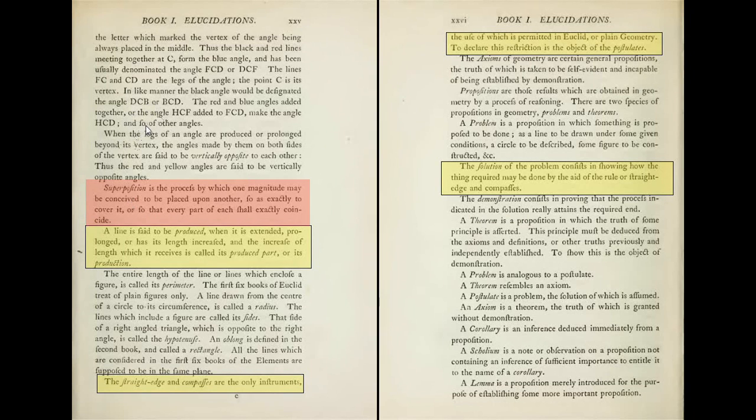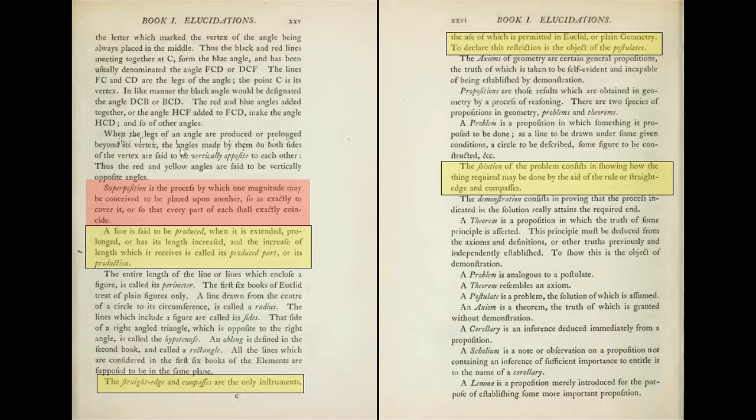Superposition, a process by which one magnitude may be conceived to be placed upon another so as exactly to cover it, or so that every part of each shall exactly coincide. Okay? Now that is essentially the definition of A equals B. If you want to say that A equals B, you can use this superposition.